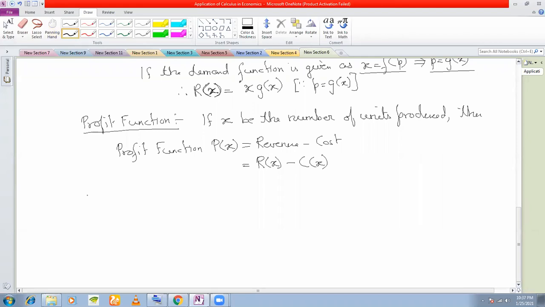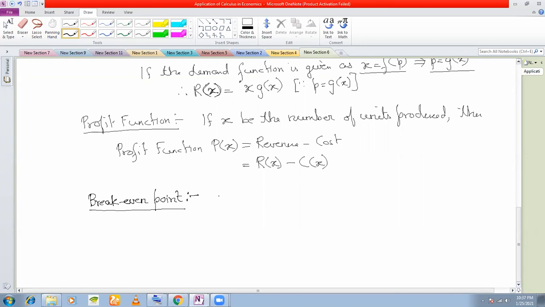Now, all the functions are over. Just one more concept is that of break-even point. You have done break-even analysis in accounts? No, sir. You will be doing it in graduation. You will be doing break-even analysis under finance. Now, what do you mean by break-even point?